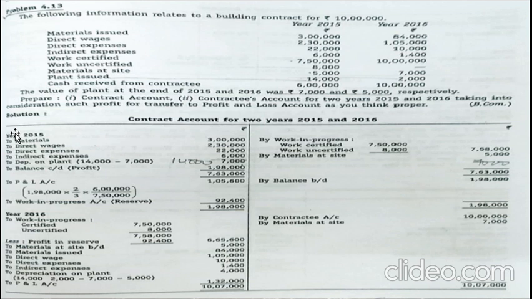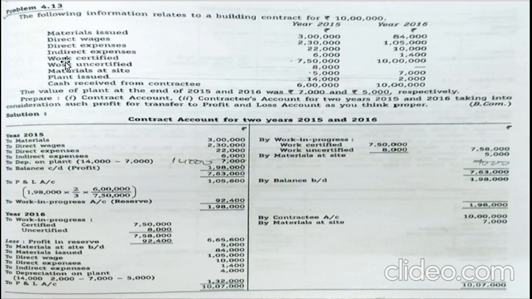So now first we will take the items related to your debit side. So materials issued 3 lakh for 2015, 3 lakh is taken. Then direct wages 2,30,000, direct expenses 22,000, indirect expenses 6,000. Then we have work certified, work uncertified. So we will be taking under the heading by work in progress, work certified which is 7,50,000, work uncertified which is 8,000. So the total of it will give you 7,58,000. By materials at site, which is 5,000.